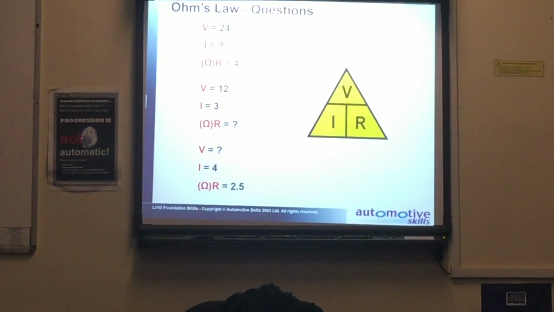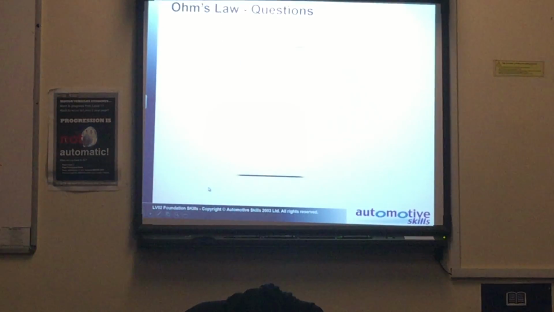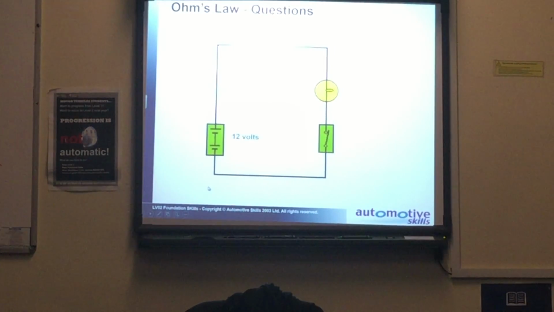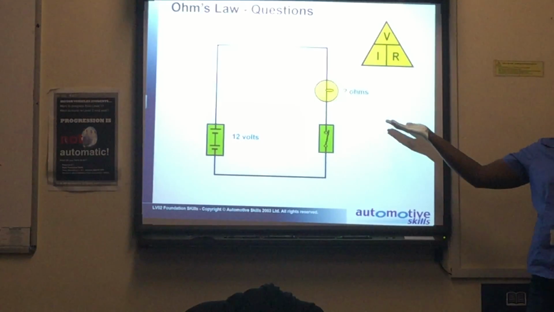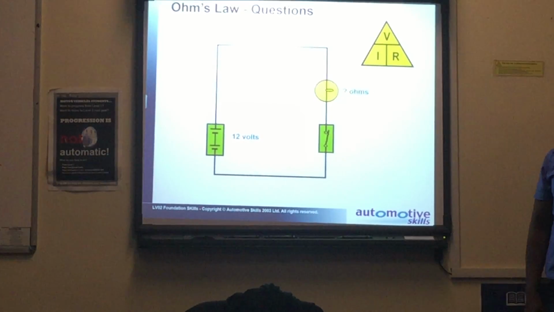If it is a circuit now, like that one, 12 volts at the battery, we are having 4 amps of current flowing. What will be the resistance at the bulb? 3. How much? 3 ohms.